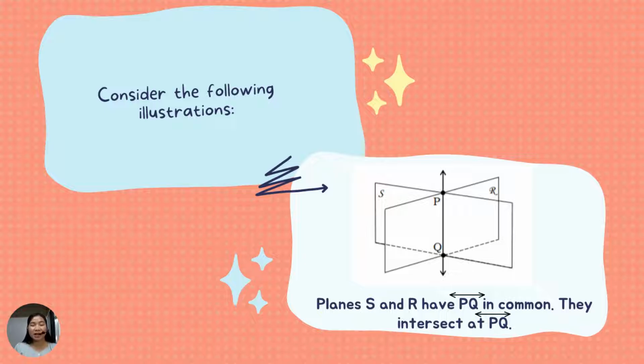Next, planes S and R. There are two planes here. This is plane S and this is plane R. They have line PQ in common. As you can see, from point P to point Q, they have a common line because they intersect at line PQ.